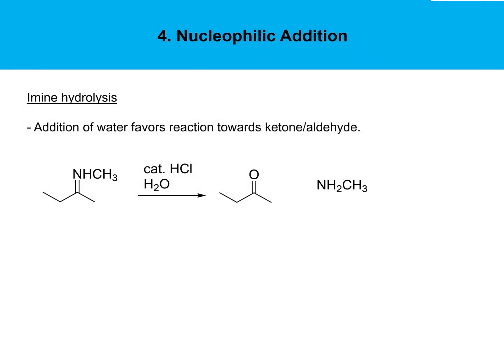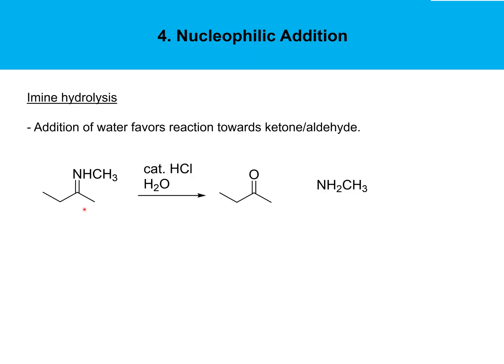As I mentioned previously, the formation of an imine is a reversible reaction. So if we add water, which is the byproduct of imine formation, and we also add HCl, we can reverse that reaction. So here's an example with an imine. If we add a catalytic amount of HCl and water, we can turn that imine into a ketone.